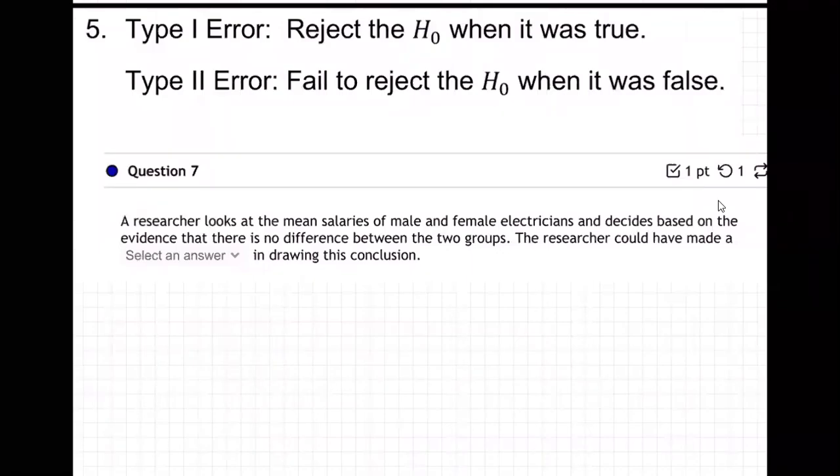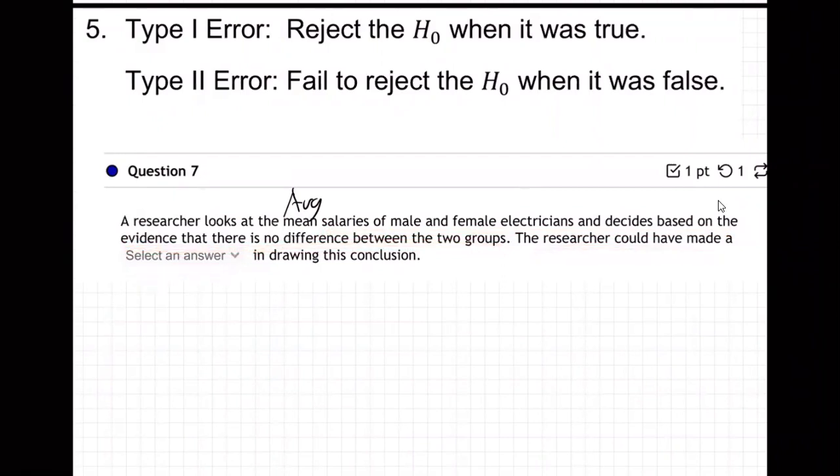So question 7. Here we go. Question 7. A researcher looks at the mean salaries. That's average, right? Mean is average. You know quite well by now. Salaries of male and female electricians and decides, based on the evidence, that there is no difference between the two groups' salaries. The researcher could have made a what?